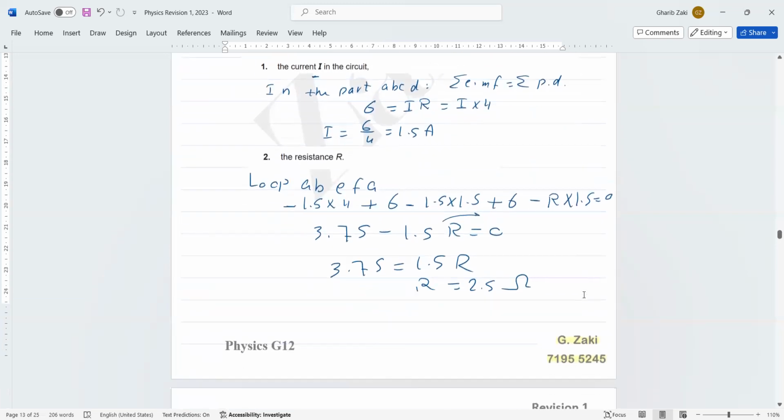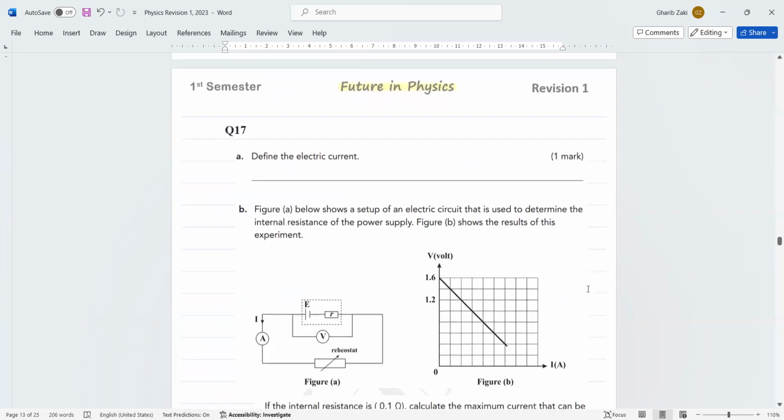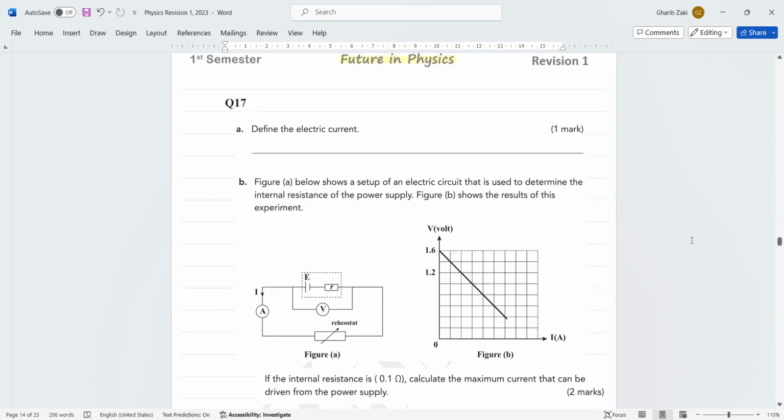Okay. Now, next question: define the electric current. Try to solve this question, please. I give you 2 minutes to solve part A and then part B.